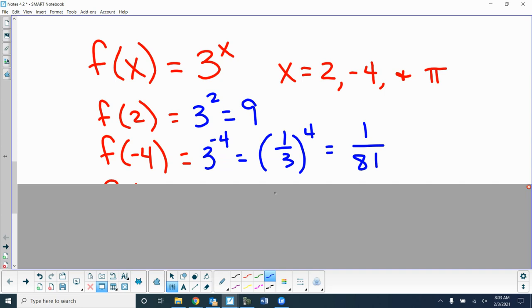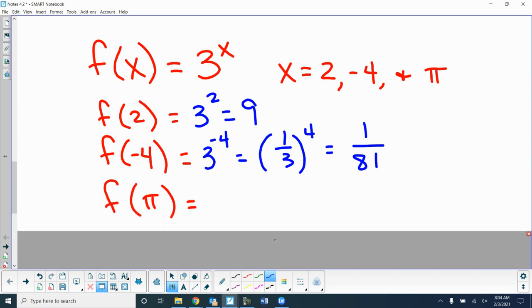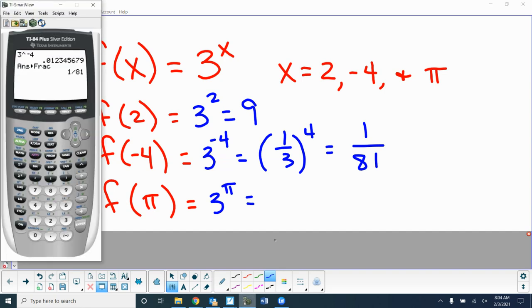So what do I put in for x this time? Just put pi in, right? It just means 3 to the pi. If you look above the caret, you could do 3 caret, and then second caret, and there's the pi.